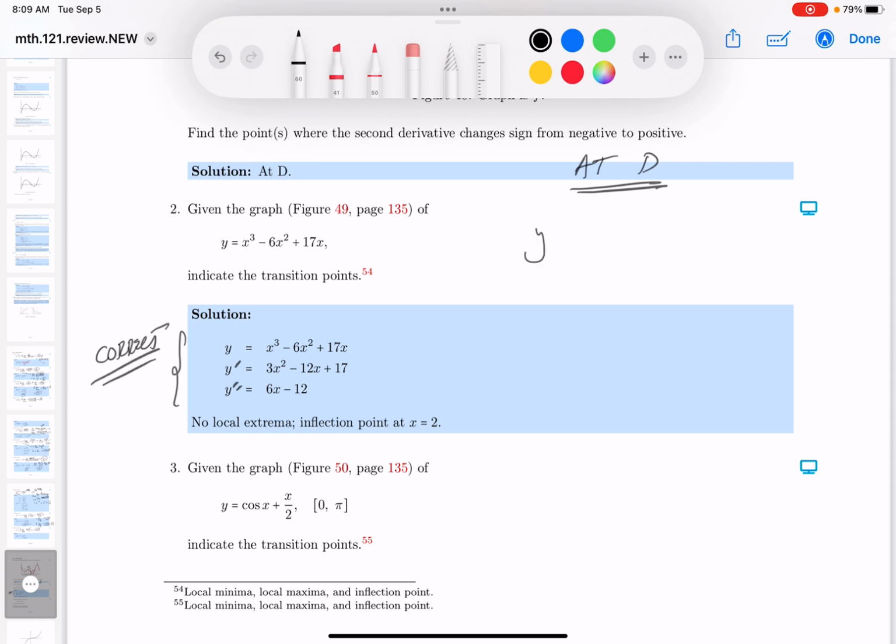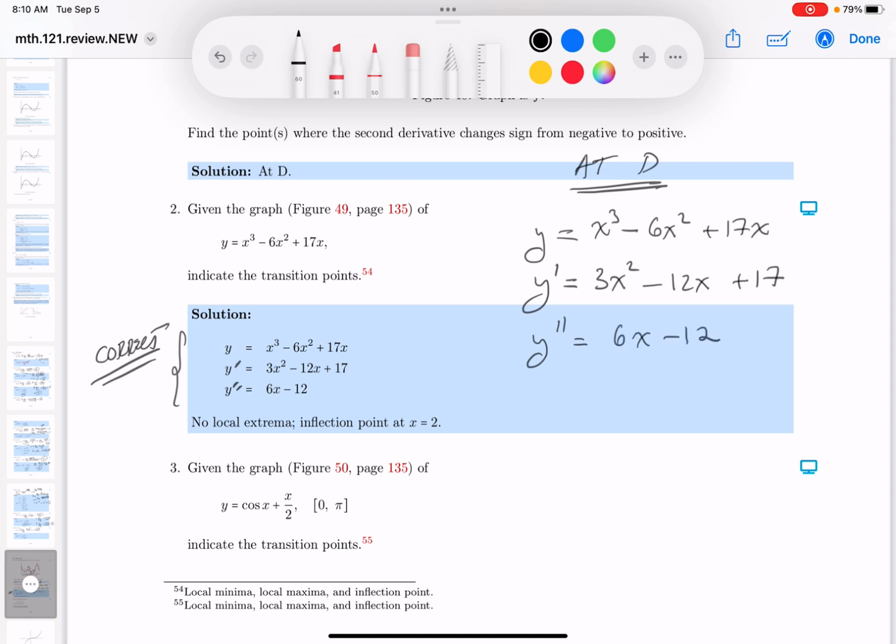So y equals x cubed minus 6x squared, and then, let's see, plus 17x. Let me put down the first derivative, relatively simple. It's 3x squared minus 12x plus 17, all right? Let me put down the second derivative. That's going to be 6x minus 12, all right?